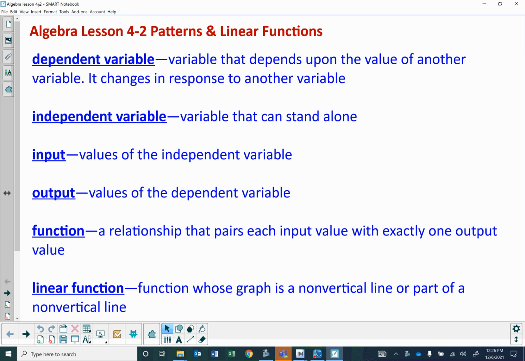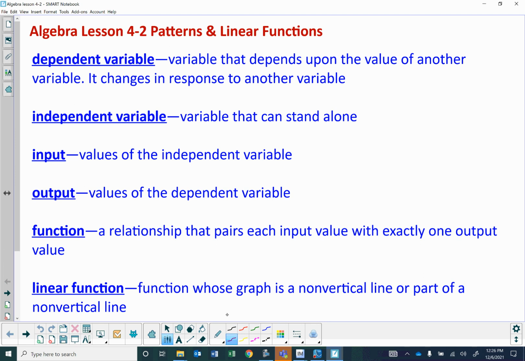A dependent variable is a variable that depends upon the value of another variable. It changes in response to another variable. For example, if I sell magazine subscriptions and I earn money, the amount of money I earn depends completely upon the number of magazine subscriptions I sell. The more magazine subscriptions I sell, the more money I earn.